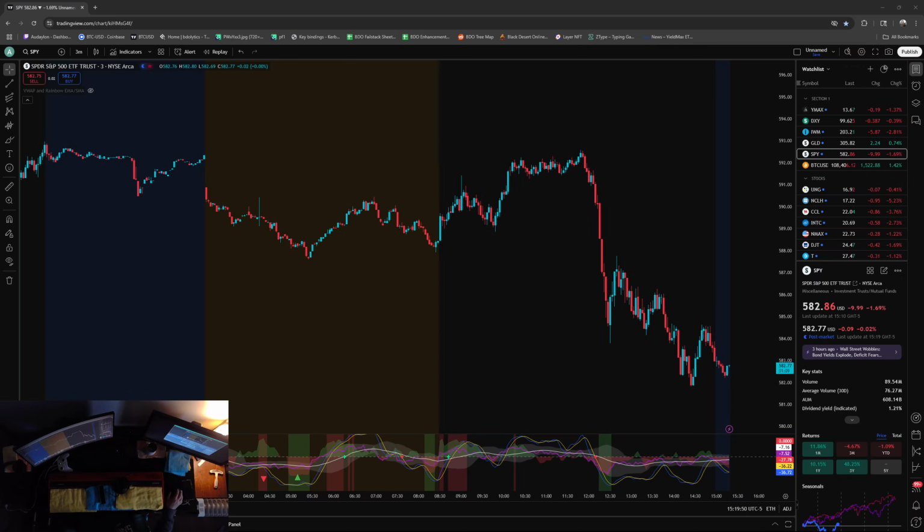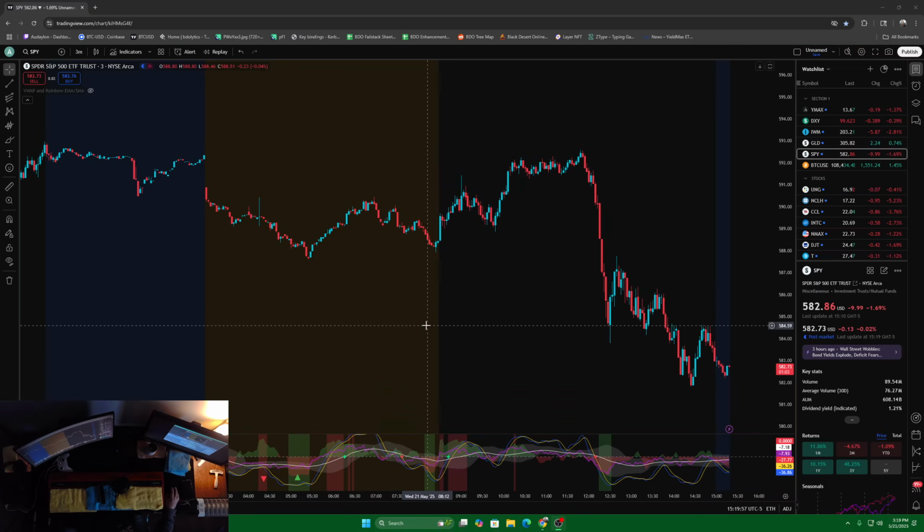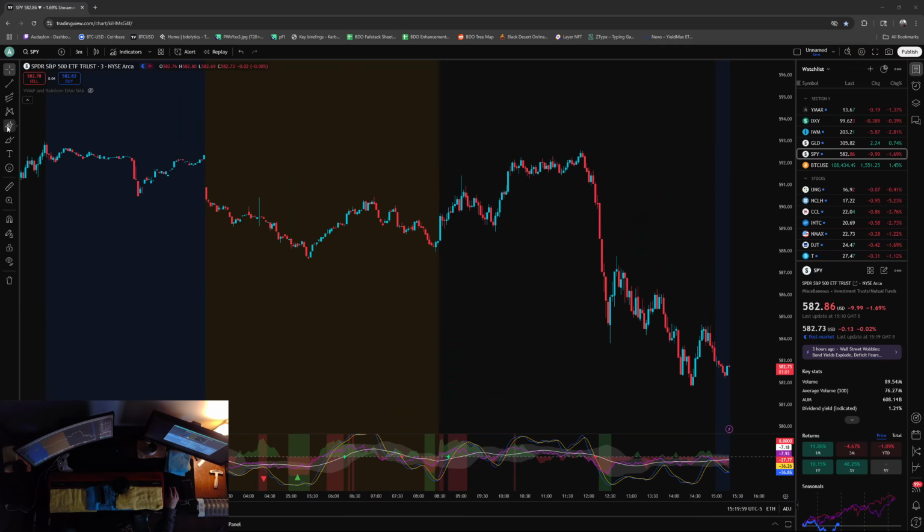Hey, we're just looking at the TradingView SPY chart, 3-minute candles. Today is May 21st, 2025. And what we want to use is the anchored VWAP on today, just the today chart, right?